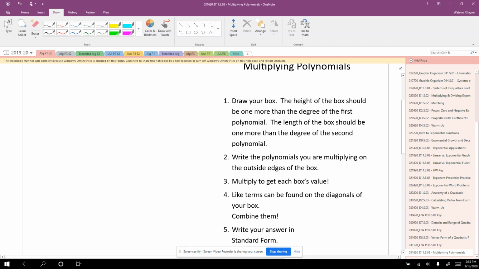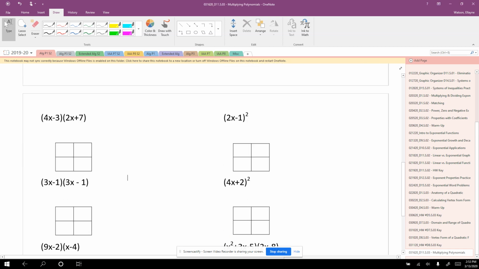So I'm going to go ahead and start on this first problem. What we're doing here is multiplying. The first problem is 4x minus 3 times 2x plus 7. And I want you to write at the top here, because this is what we're doing throughout this, we're essentially using the distributive property. Okay, so the first method is really just using the distributive property.